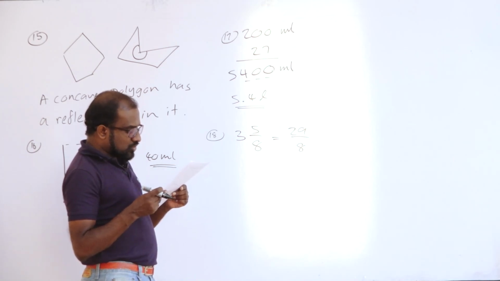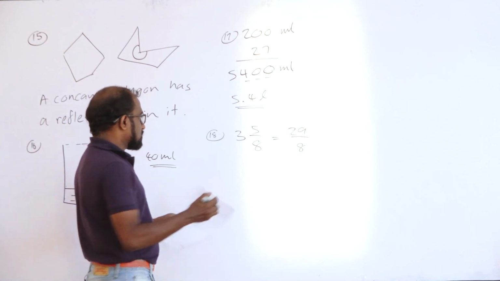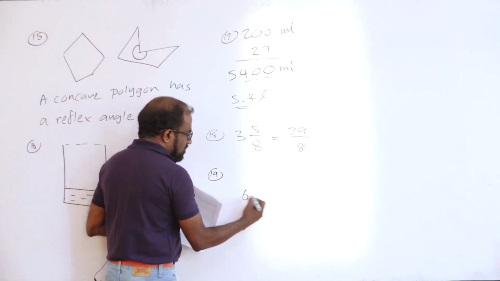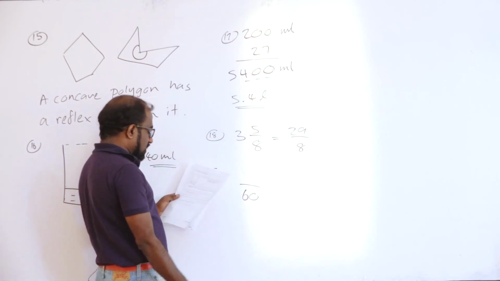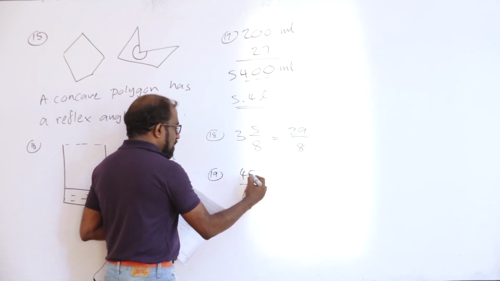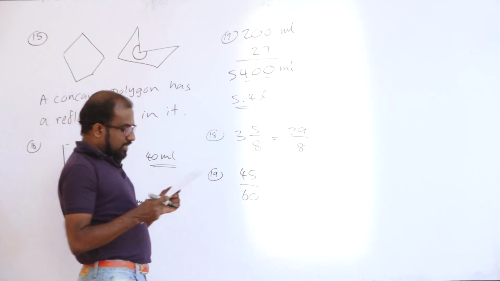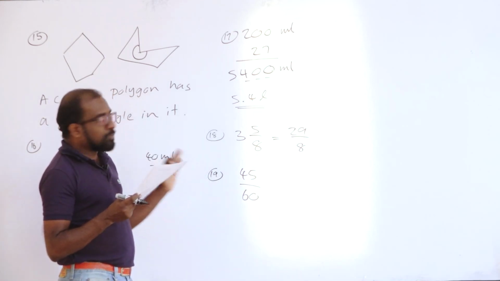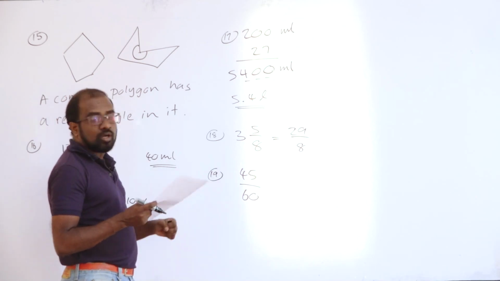45 students. In a class of 60 children, 45 are boys. Right? Express it as a fraction in the simplest form.